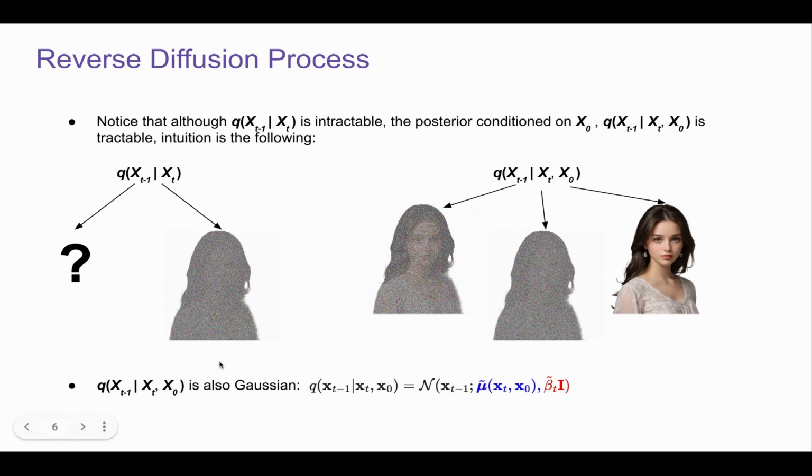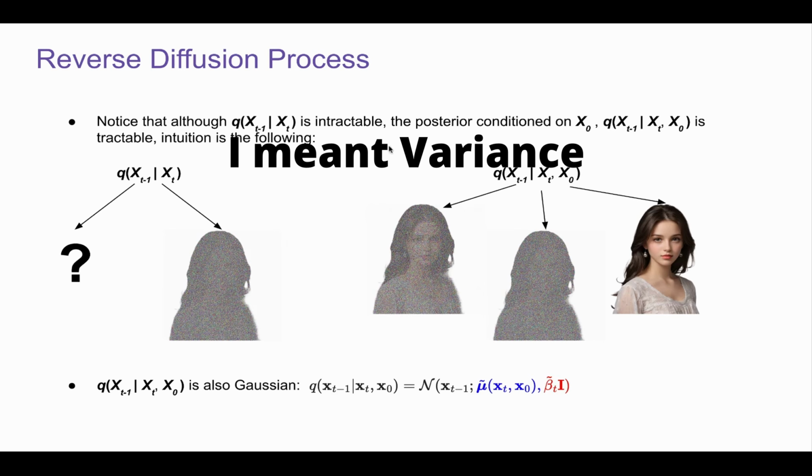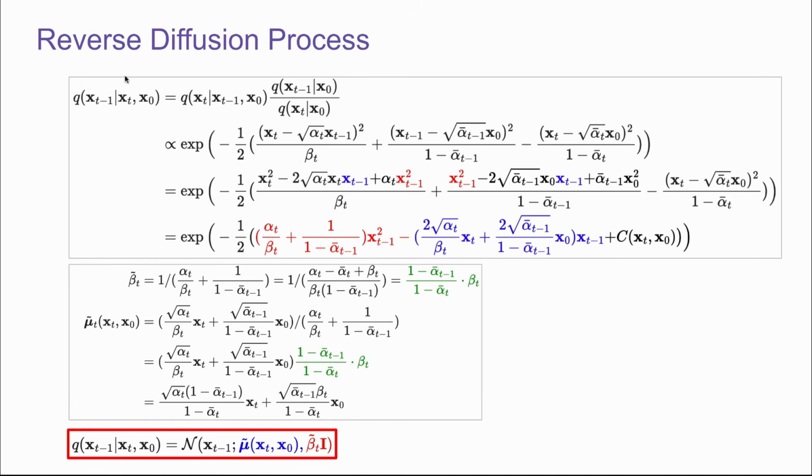I'm going to show you later that q(xt minus 1 given xt and x0) is also a Gaussian distribution. This is the expectation, and this is the standard deviation. This is the detailed math deduction for the distribution q(xt minus 1 given x0 and xt). This is from Bayes' theorem. If you're interested, you can pause here and take a look at the details. But in short, we find that q(xt minus 1 given xt and x0) is a normal distribution. The expectation here is this formula. The standard deviation here is this formula.